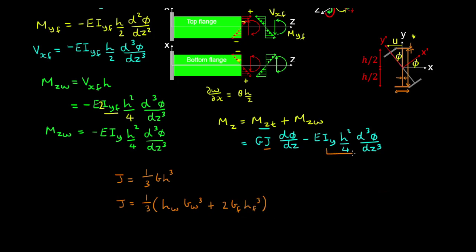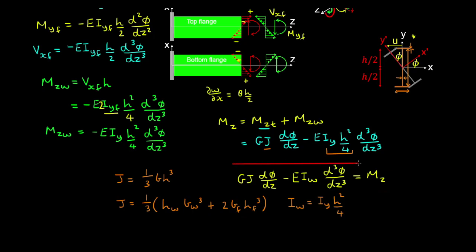And this term here can be written as the warping constant, which depends on the second moment of area about the minor axes, as we saw. So our final differential equation can be written as follows. And we're going to use this equation when we analyze the buckling of an I-beam.